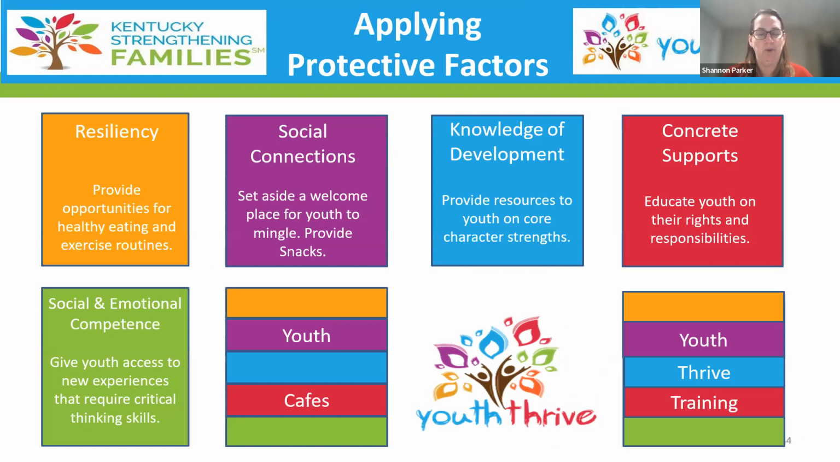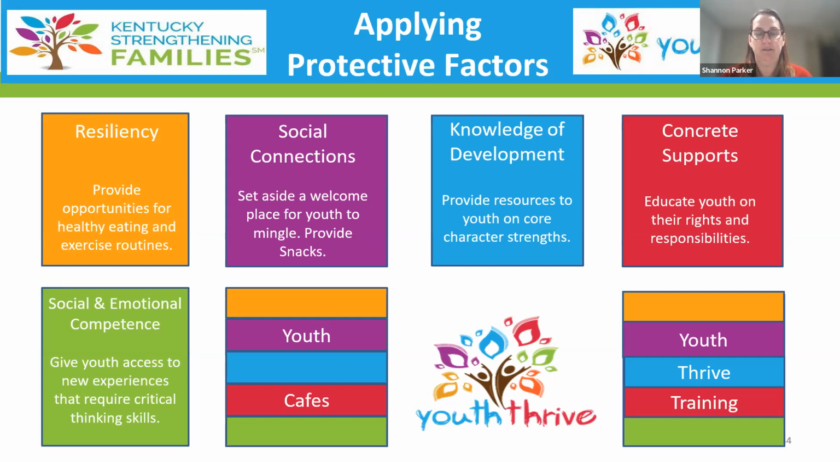So some more examples that I would like to share about incorporating protective factors in your work with youth or in your community. So for resiliency, as you can see here, we have provide opportunities for healthy eating and exercise routines. Something else that you could do is create positive social media campaigns that engage the youth. For social connections, some ideas for that would be to work closely with family and parent advisory boards, or to connect youth to mentors or peer specialists with similar interests.